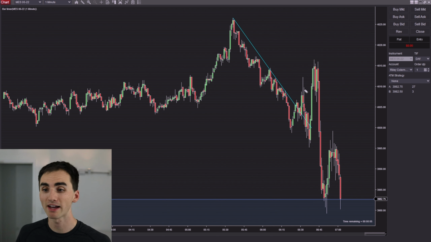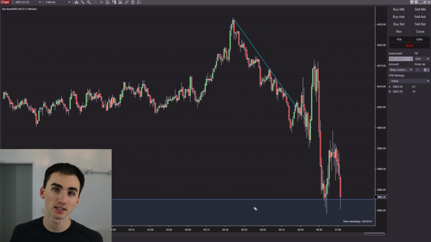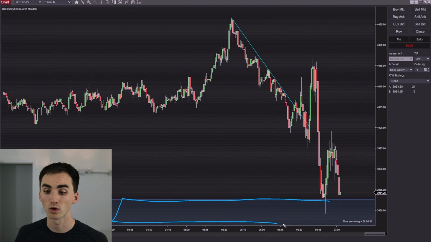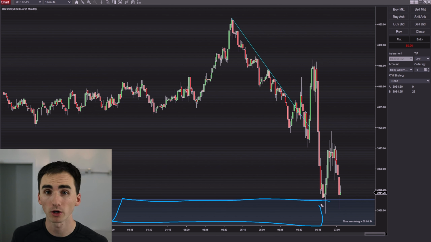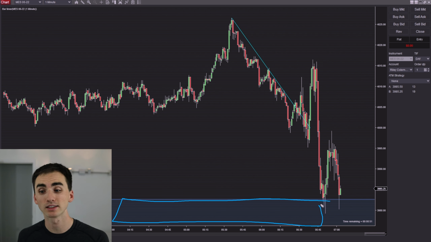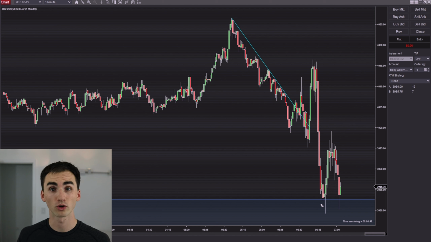And again, we don't have to care about what it's doing in here. All we have to do is sit and wait for it to come to one of our blue boxes that we have already predetermined before the market has even opened. And so when it gets to one of those levels, we can look for a reversal pattern. And so for this instance, that reversal pattern is a double bottom.